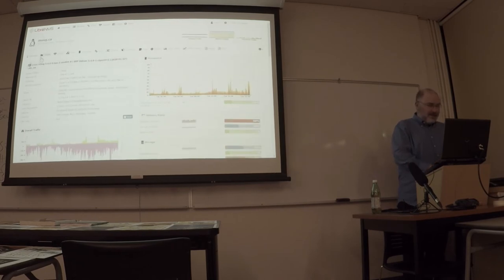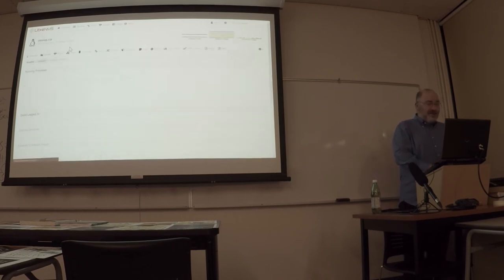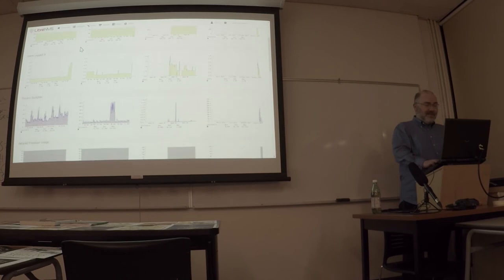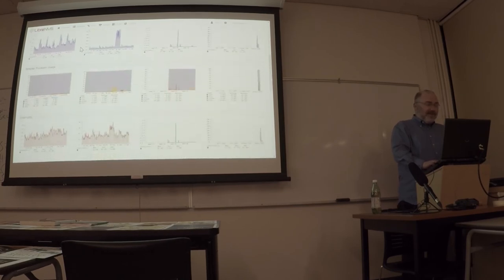ZFS, so graphs. I love the graphs tab because it implies that this is where all the graphs are, but there are graphs on every single other tab in this UI. So really, what are the graphs? Users logged in. Unlike Cacti, where you have to go to the tree to see graphs.